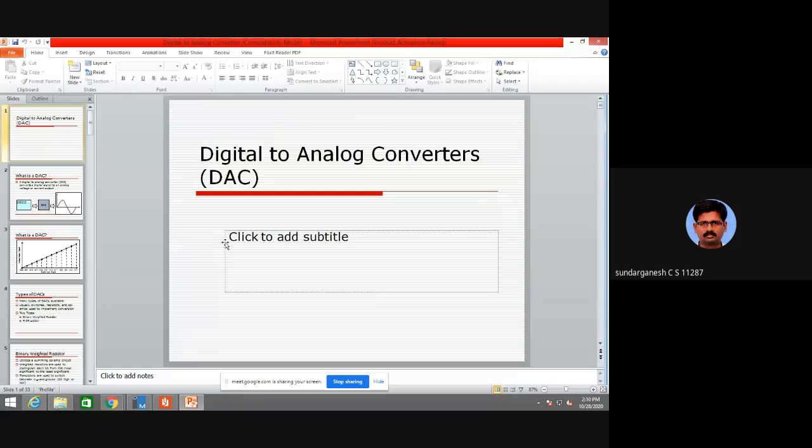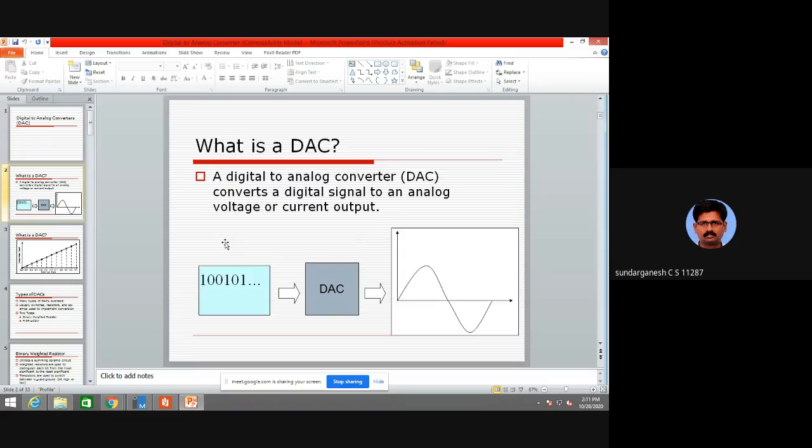So next one is digital to analog converters. Here also there are different types of digital to analog converters. So what is a DAC? DAC is a digital to analog converter. It will convert a digital signal into the corresponding analog signal. It may be a voltage or a current output. So the input is zeros and ones, and the output is a continuous waveform.